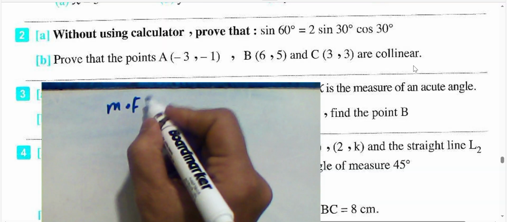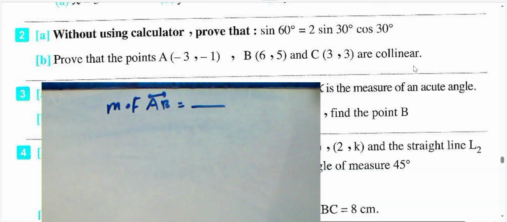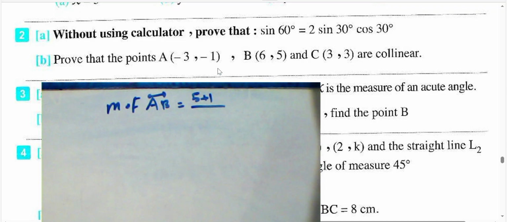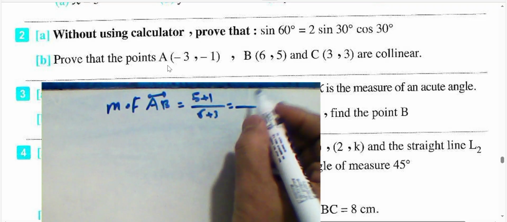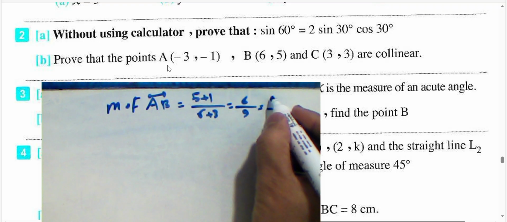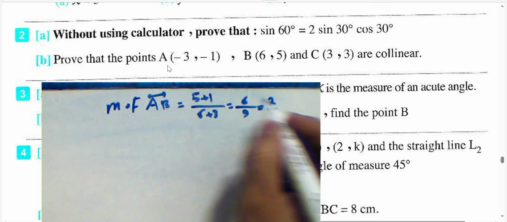Here we reverse to the slope of straight line AB. Look with me, A and B. y2 minus y1, 5 minus 1, will be 5 plus 1 over 6 minus 3, 6 plus 3... 5 plus 1 is 6, and 6 plus 3 is 9, and then simplify, divided by 3, 9 divided by 3 equals 3, the result will be 2 over 3.